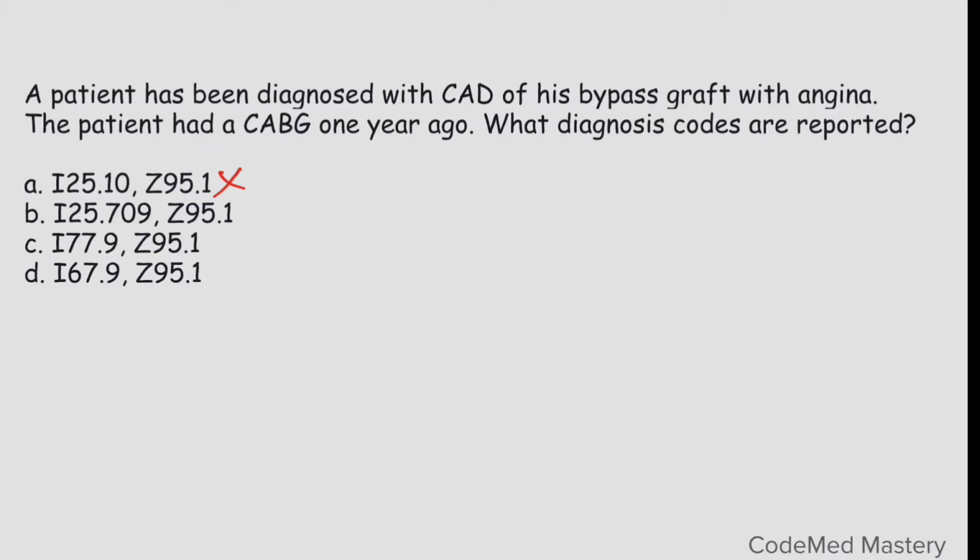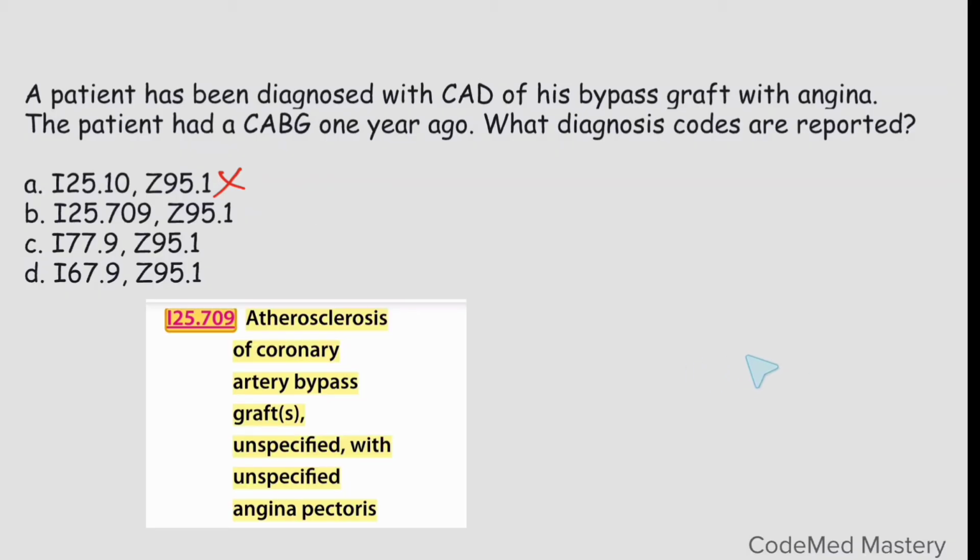Check option B, I25.709. I25.709 is for atherosclerosis of coronary artery bypass graft unspecified with unspecified angina pectoris. In the scenario they have mentioned CAD of bypass graft with angina. So CAD is coronary artery disease, which is caused by atherosclerosis. So it is matching with the code I25.709. So this is the right code. We'll keep this option for now.